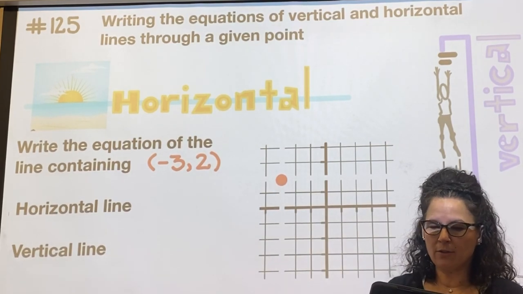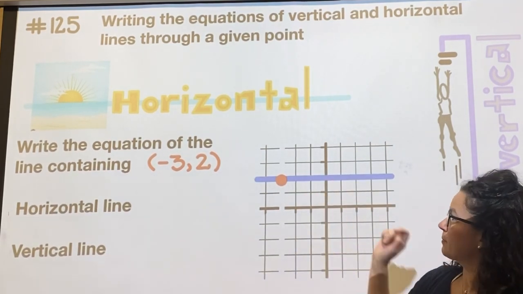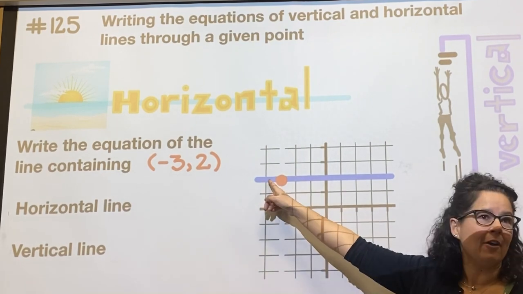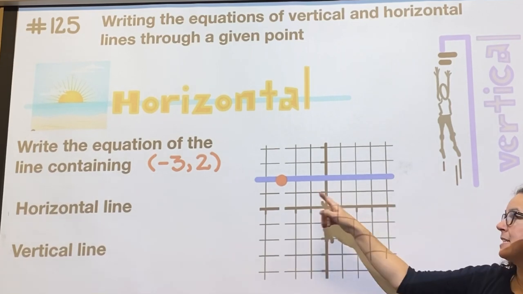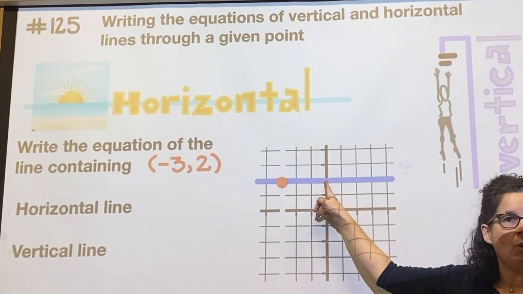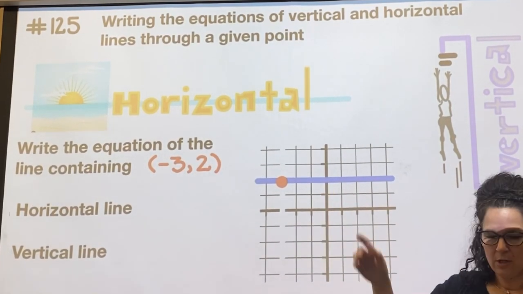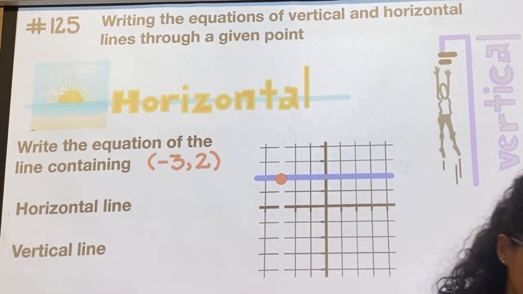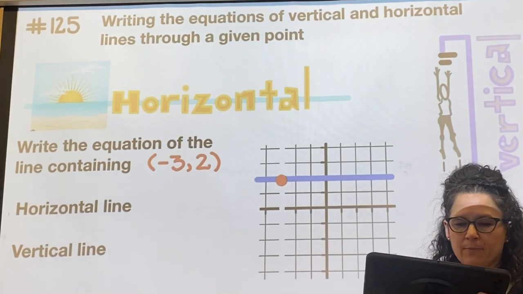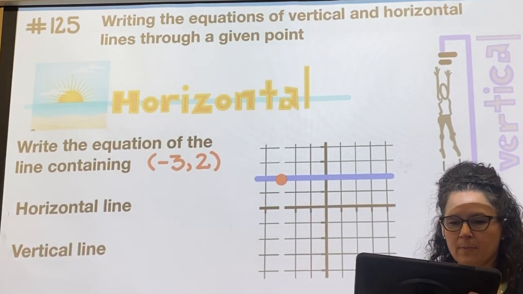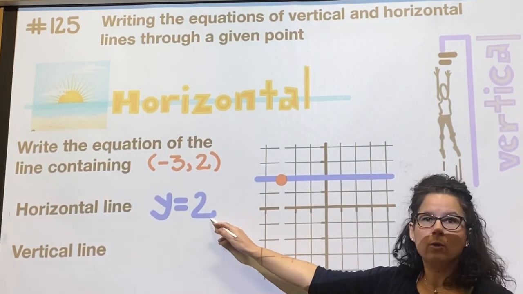So if I go with the horizontal line there, do you see how that slices through the y-axis? And specifically, it's slicing through the y-axis at 2. So the equation of this horizontal line is going to be y equals 2.